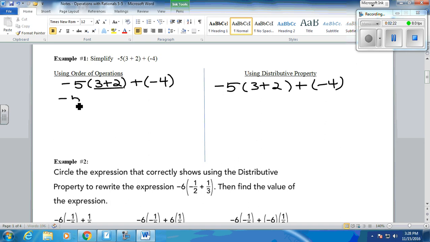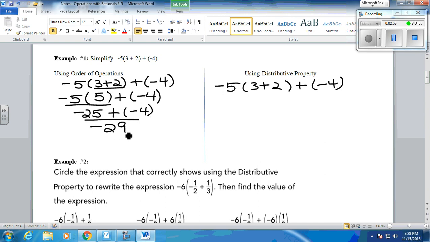So I will have -5. I'm going to leave the parentheses because it shows multiplication. 3 plus 2 is 5, plus -4. Then I'm going to reassess and see that I have multiplication and addition. So I will multiply first. A negative times a positive will give me a -25. I like to underline the step that I'm doing. And then I will bring down the plus -4 to give me a negative plus a negative. The answer will stay negative, and I get -29. So the goal is that I should be getting -29 when I use the distributive property as well.